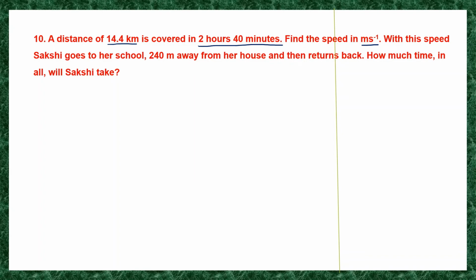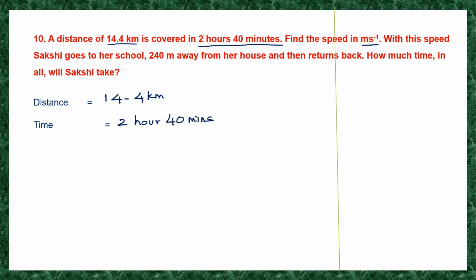Now with this speed, Sakshi goes to her school 240 meters away from her house and then returns back. How much time in all will Sakshi take? So the first part is we find the speed in meters per second. So the distance is 14.4 kilometers. Then we have the time. Time is 2 hours and 40 minutes.